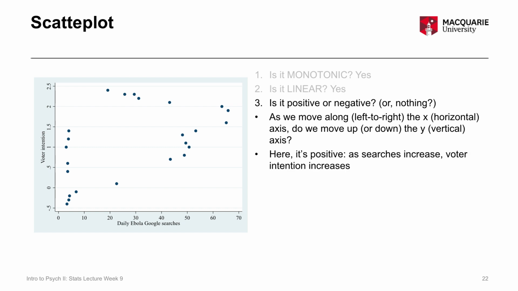So here it's a positive relationship because as the Google Ebola searches increase, which means as we go from left to right on the x-axis, the data points tend to move up. They move up on the voter intention index. So that means that higher Ebola searches correspond to more positive voter intention scores. Lower Ebola searches correspond to more negative, smaller voter intention scores. So it's a positive association.